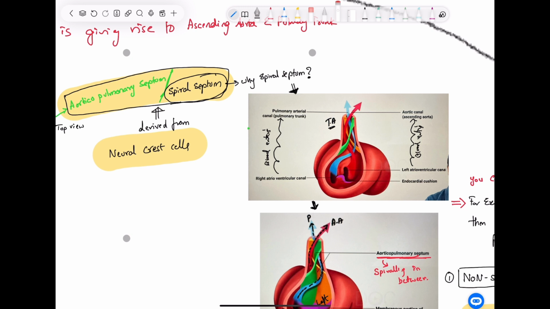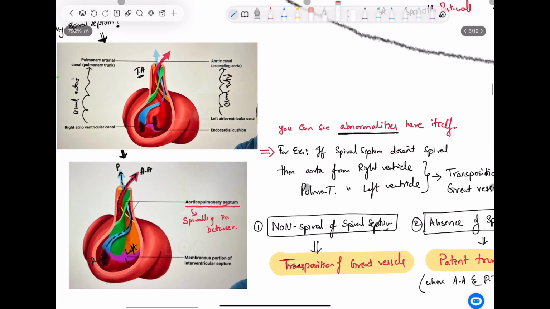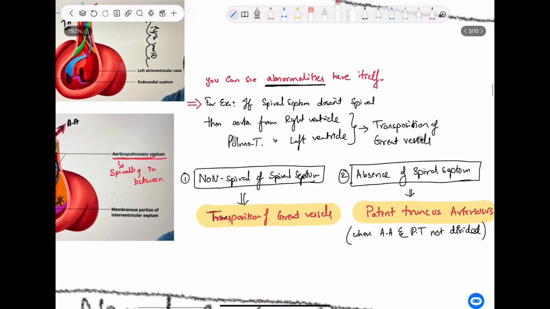Why is it so important? It ensures proper blood flow. The aorta connects to the left ventricle, carrying the oxygenated blood to the body, and the pulmonary trunk connects to the right ventricle, carrying deoxygenated blood to the lungs. So you can see some abnormalities here itself.